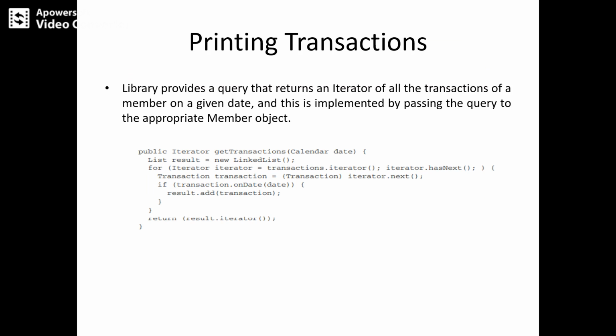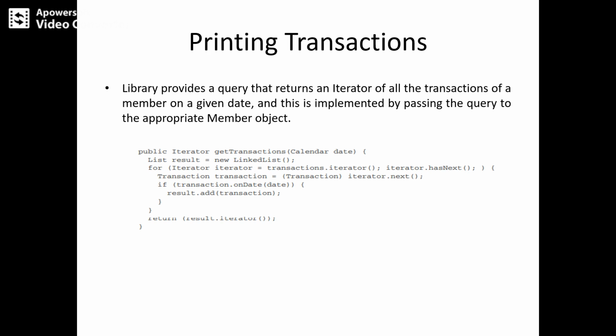We have seen in the previous videos about implementing our design: add new books, issue book, member, and member transactions. Now we are going to see the code segment of implementing our design part, printing transactions. We know that the library provides a query that returns an iterator of all the transactions of a member on a given date, a particular date, and this is implemented by passing the query to the appropriate member object.